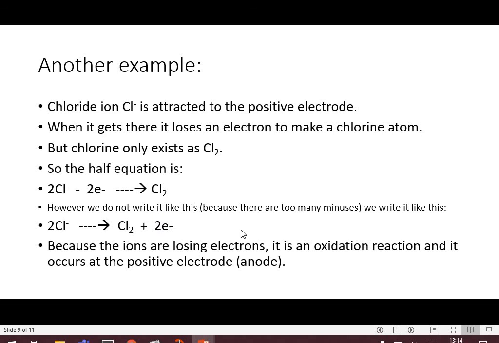However, we do not write it like this because there are too many minuses. You can see there's lots of minuses there, so we write it like this. So you take that minus 2 electrons over to the other side, pretend it's an equal sign, so it changes its charge, and you've got 2 Cl- ends up as Cl2 plus 2 electrons. So it's exactly the same, it's just we've moved it across the arrow. Now because the ions are losing electrons, it is an oxidation reaction, and it occurs at the positive electrode because the chloride ions are being attracted to the positive electrode.